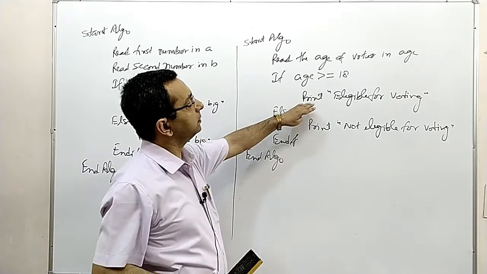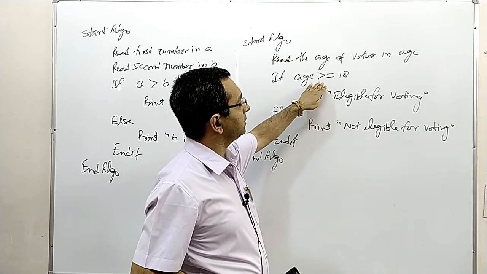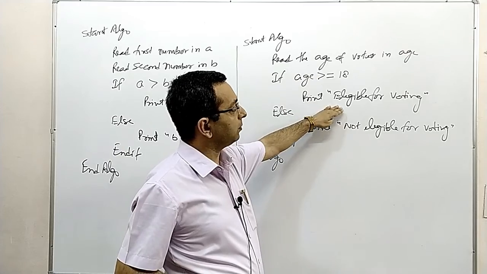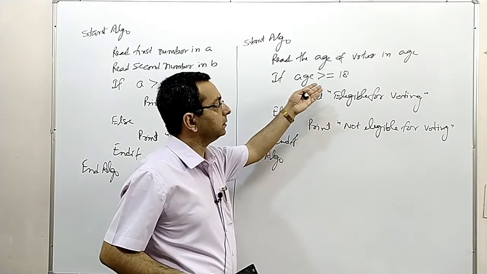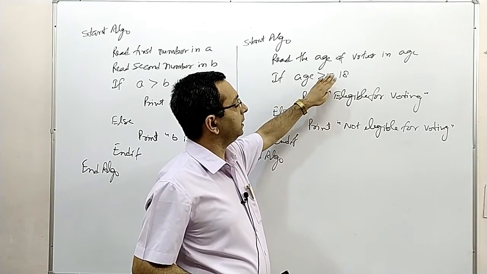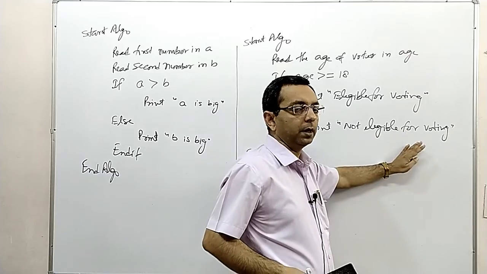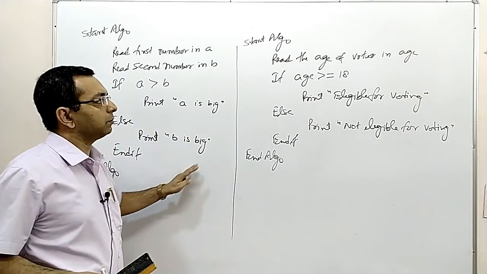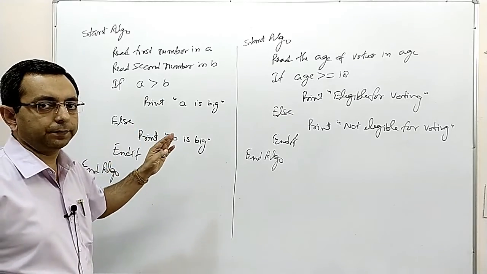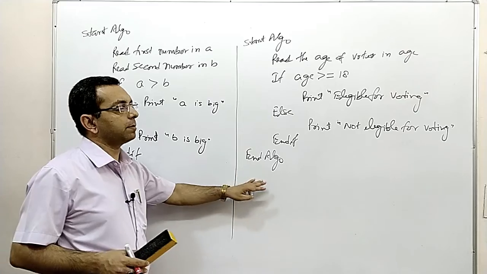Here you have checked the age: if age is greater than or equal to 18, then he or she will be eligible for voting. Otherwise, it's clear that age will be less than 18, and if age is less than 18, then he or she will not be eligible for voting. So I hope these two programs are now clear to you, where we have used if statements. We have taken two examples of the if statement.